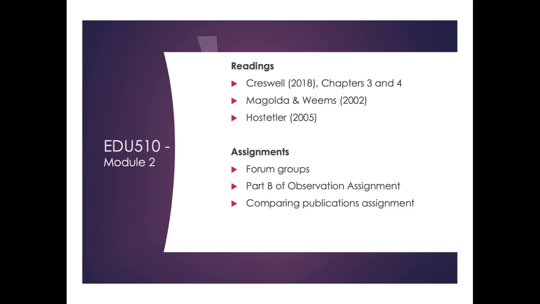You'll also be reading 2 additional readings, by Magolda and Weems, and the second by Hostetler, that you'll be able to access under the Required Readings tab for Module 2. In addition to the readings listed here, you'll be participating in the forum. This is the first regular forum that we'll be having for our course, and you'll be completing Part B of the observation assignment and also doing the genre comparison assignment. I want to look particularly at the genre comparison assignment before we go on and talk more about the readings.